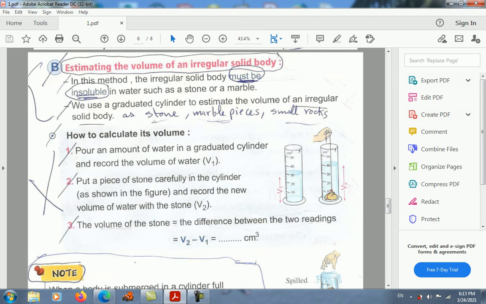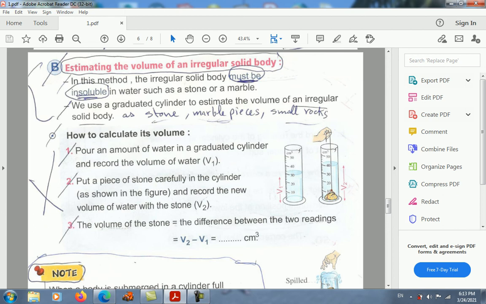B. Estimating the volume of an irregular solid body. In this method, the irregular solid body must be insoluble in water, such as a stone or marble. This means it cannot dissolve in water. So we use a graduated cylinder to estimate the volume of an irregular solid body. How to calculate its volume?